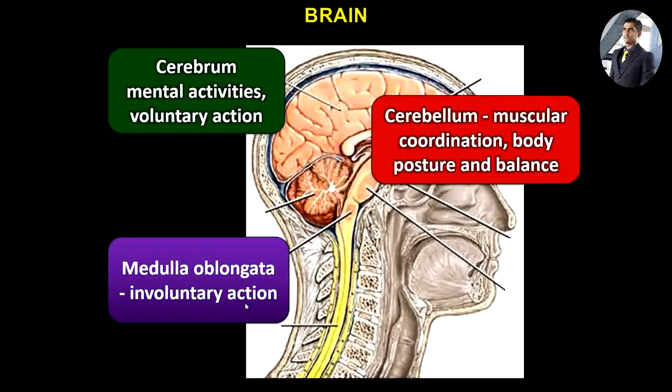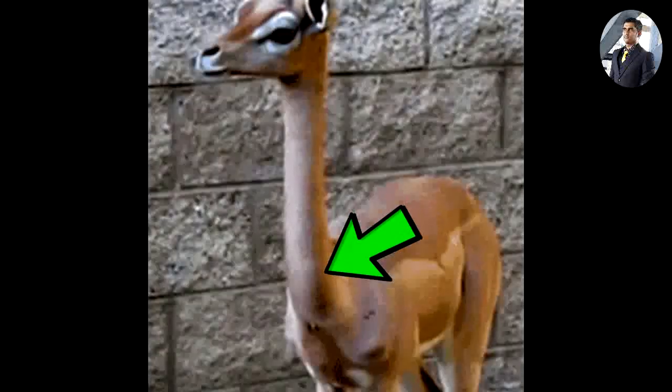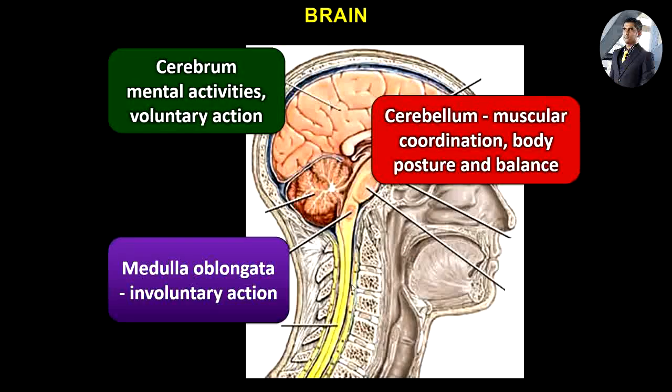Easy example is as you swallow the food, in the esophagus we have a process known as peristalsis. Peristalsis is an involuntary action. Heartbeat is an involuntary action. Breathing also comes under involuntary action.